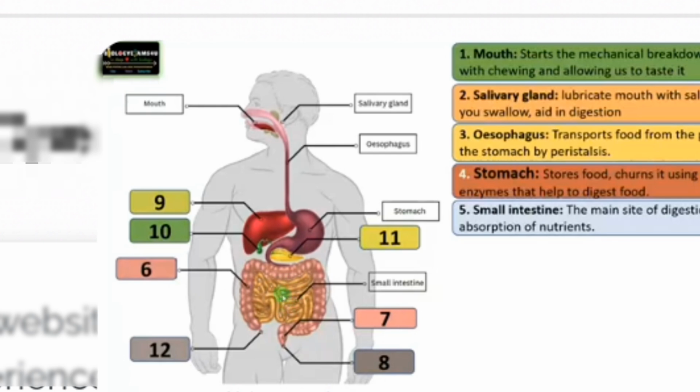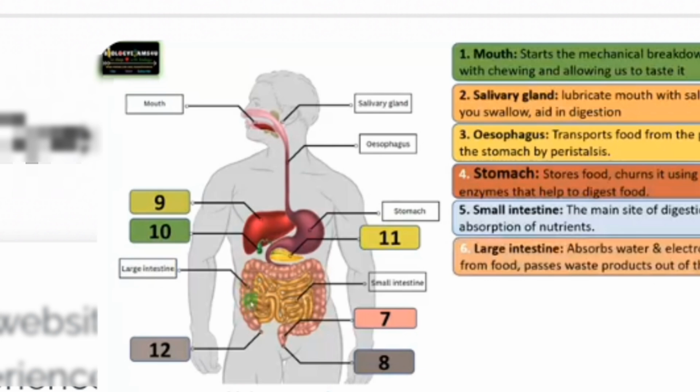Here the end products of digestion are absorbed, or nutrients are absorbed into the bloodstream through the walls of the small intestine. Here the food moves slowly as absorption takes place, and the remaining undigested matter moves to the large intestine. Large intestine absorbs water and electrolytes from food and passes waste products out of the body. It also absorbs vitamins produced by enteric bacteria. It stores waste products and also eliminates waste products from the body.